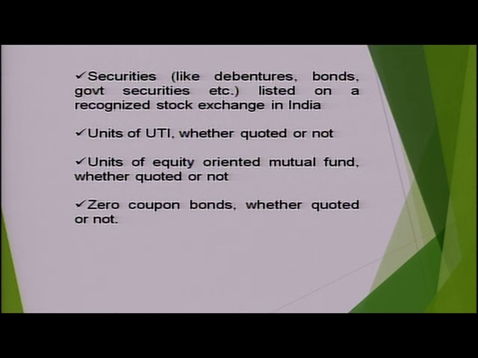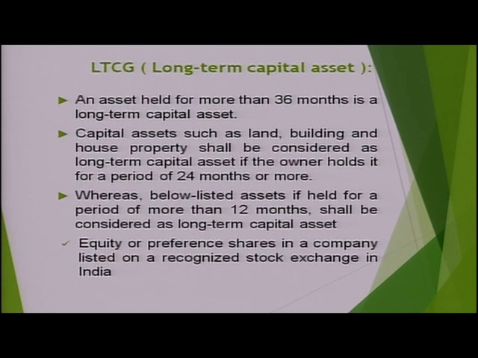Zero coupon bonds, whether quoted or not. So, these assets are known as long-term capital assets. In case the asset is held for more than 36 months, it is a long-term capital asset. But यहाँ पे एक exception है.